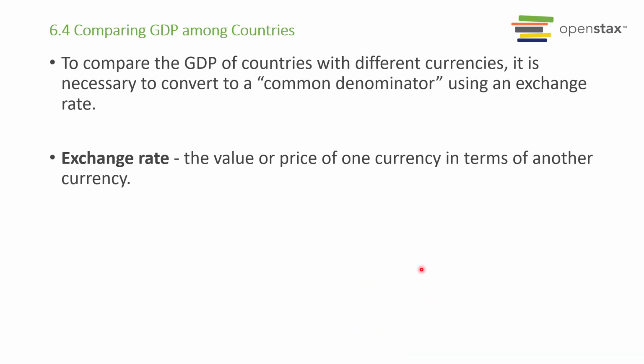Okay, now let's move on to looking at a little bit of an international flavor. If we want to compare GDP from one country to the next, that might pose a problem because different countries have different currencies, right? The European countries use the euro, the United States uses the US dollar, Canada uses the Canadian dollar, and Mexico uses the peso. So how do we compare our economy to that of Europe, Canada, Mexico? We need to use what's called the exchange rate, and that is the value or the price of one currency in terms of a different currency.